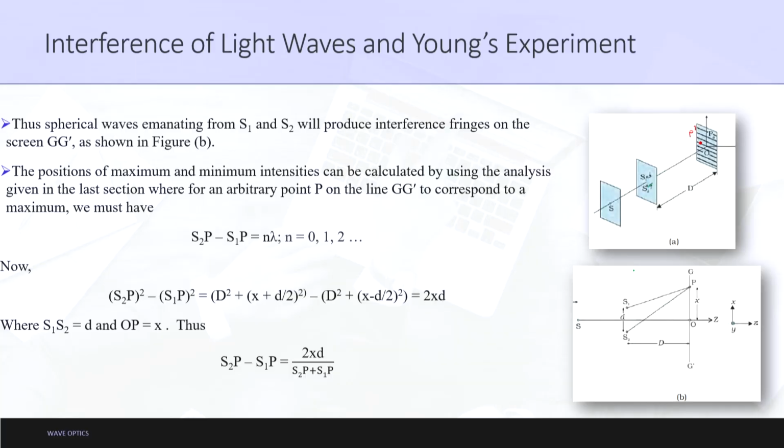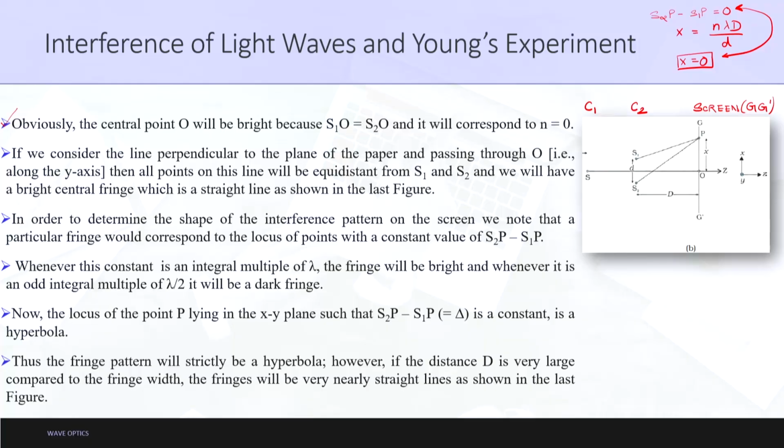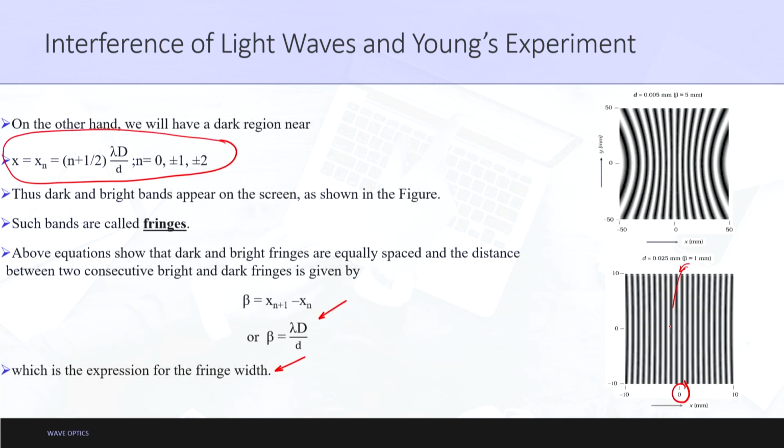Because these triangles are congruent, S1O is equal to S2O, and that corresponds to n equal to 0, which means it has a bright fringe. Therefore, not only at the center point, but at any point perpendicular to the plane of paper, there will always be a white fringe. Just iterating it again: if we consider the line perpendicular to the plane of paper and passing through O, that is along the y axis, then all points on this line will be equidistant from S1 and S2, and we will have a bright central fringe which is a straight line as shown in the last figure. So, this is the bright central fringe being talked about here.